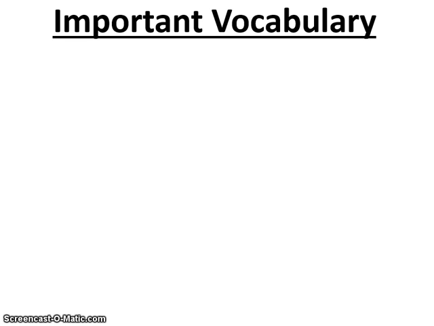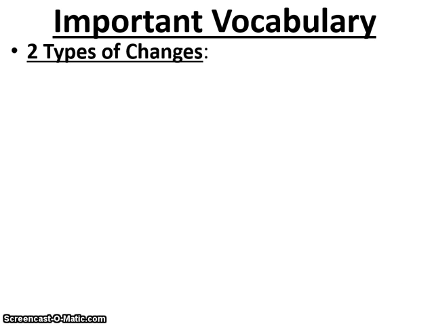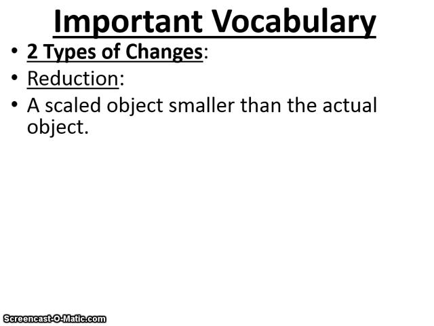In the previous lesson, we learned that there are three types of scale that can be used when we're accurately representing an object. Two of those change the size of the actual object. A reduction is a scaled object smaller than the actual object. For instance, if we create a model of the Statue of Liberty, it's going to be a reduction because what we create is smaller than the actual object.